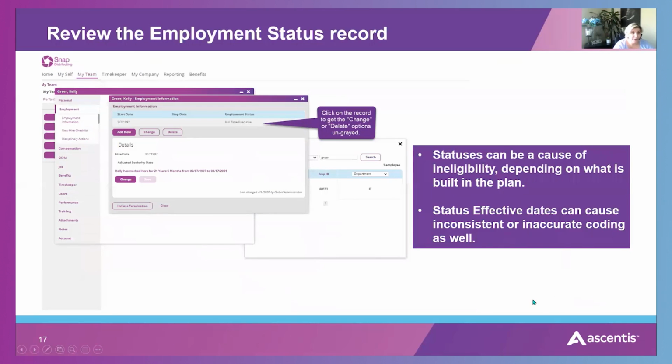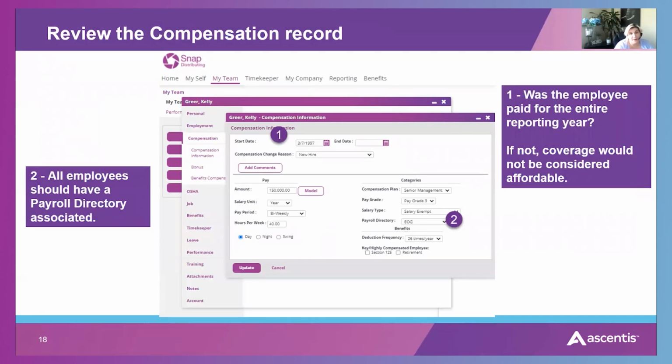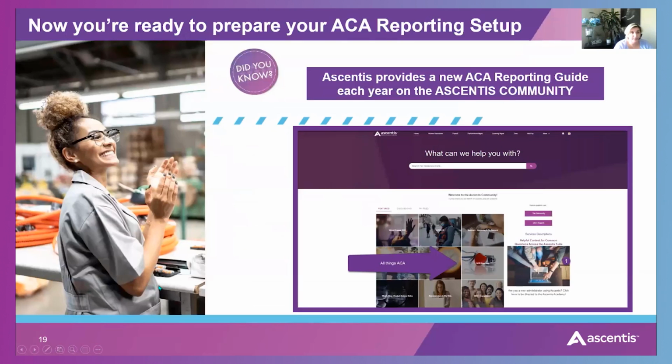Then you can also review the employee's employment status. If their employment status should be changed to just a full-time status, or maybe from part-time to full-time, this can cause ineligibility depending on what is built into your plan. Status effective dates can also cause inconsistencies or inaccurate coding as well. You'll also want to review the compensation record. You'll want to think about, was the employee paid for the entire reporting year? If not, coverage would not be considered affordable. 2, all employees should have a payroll directory associated with their record. Now you're ready to prepare for your ACA reporting setup.